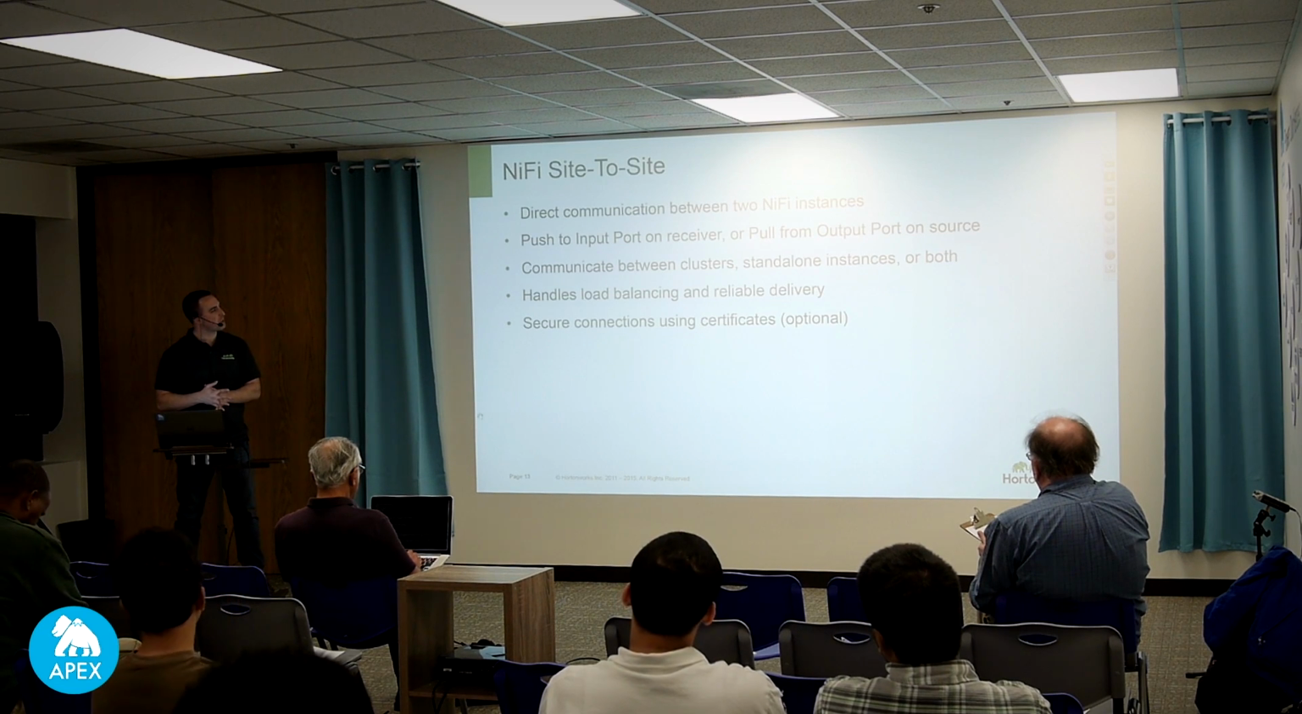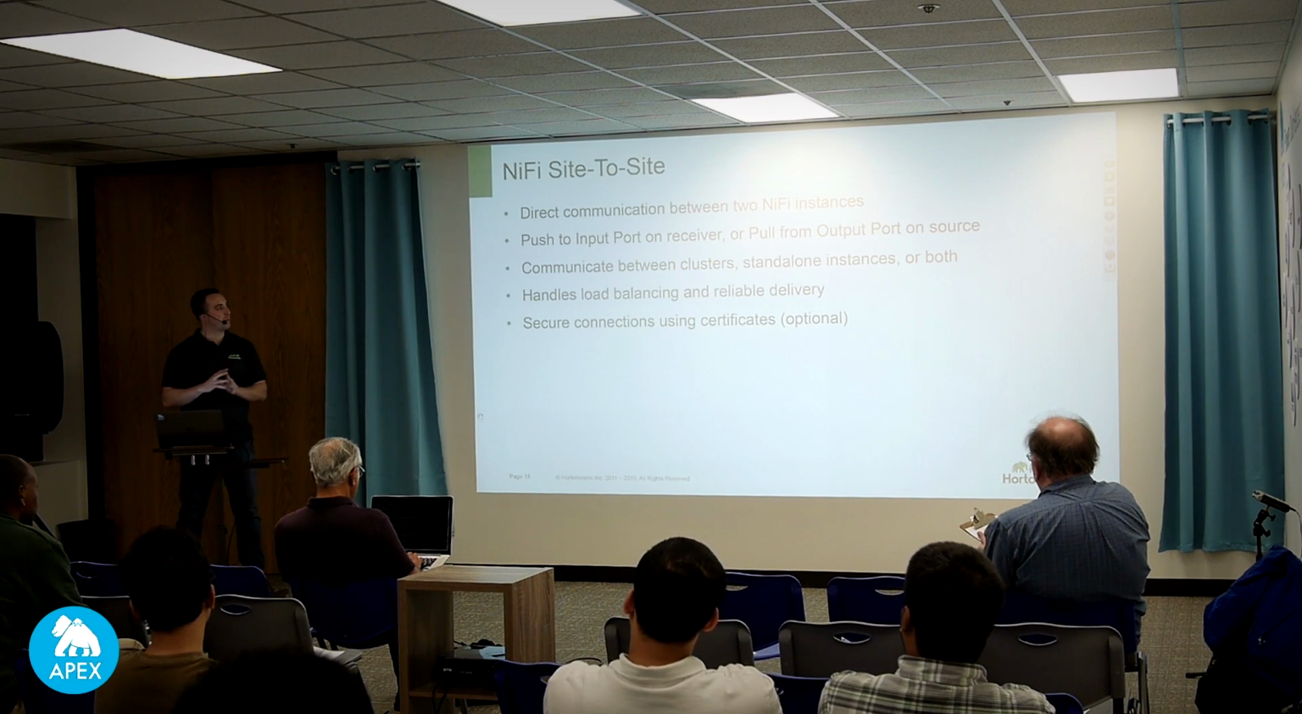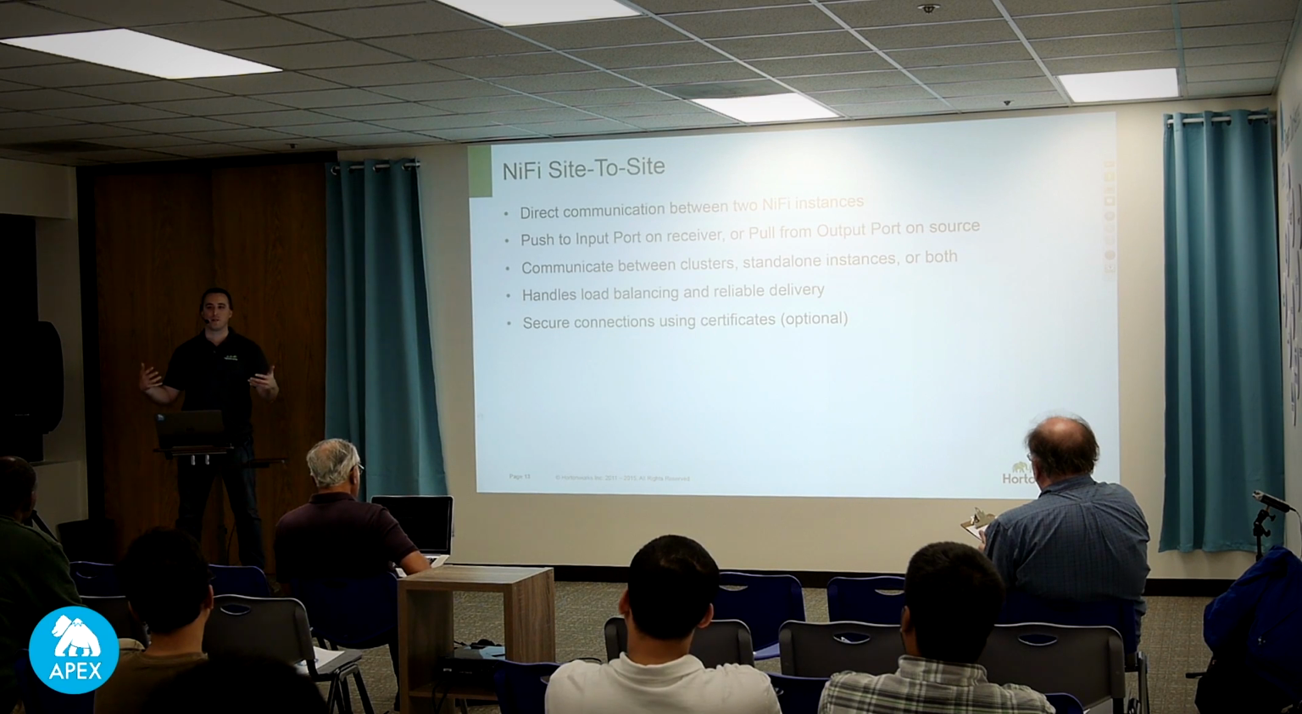The way this works is there are two components that you can put onto the graph: input ports and output ports. And you can build a push model or a pull model directly between two NiFis. This can work between two standalone instances, two clusters, standalone to cluster, any combination. NiFi handles all that for you, which is one of the really nice things. If you are going from a smaller standalone into a cluster, it handles the distribution for you. It'll round robin the data between all the nodes, so you get an even distribution just by using this mechanism.